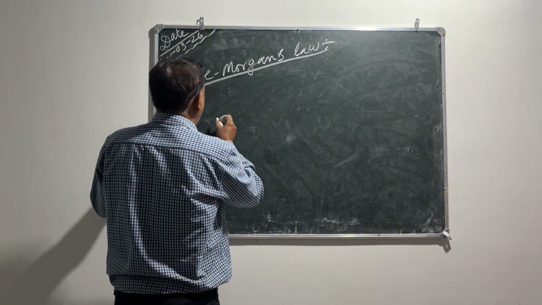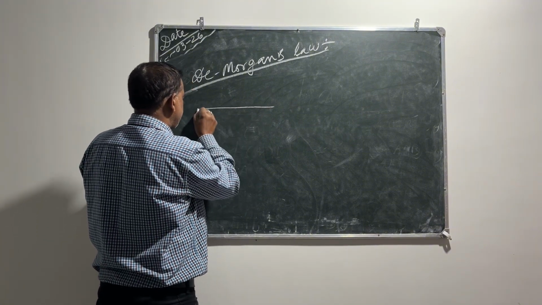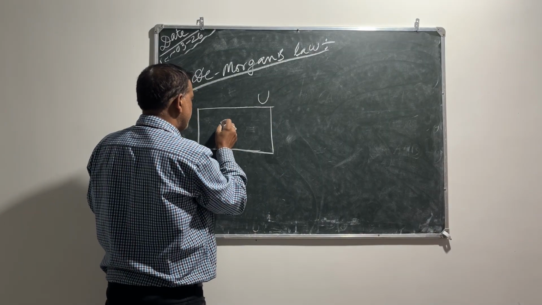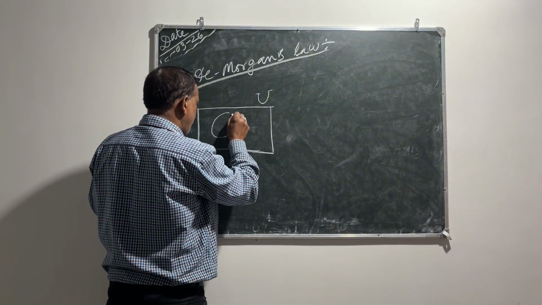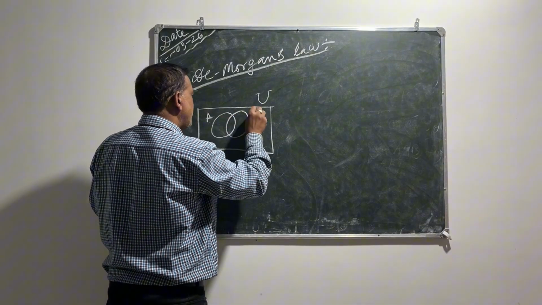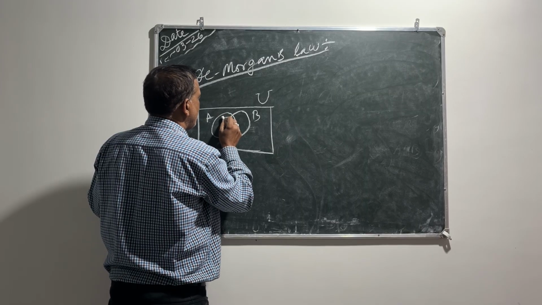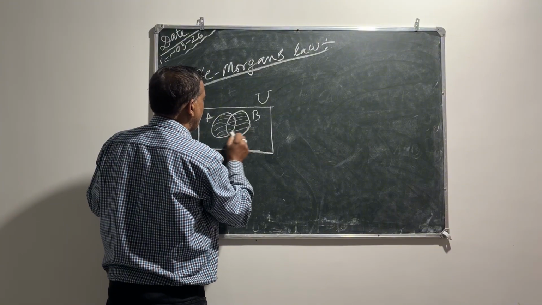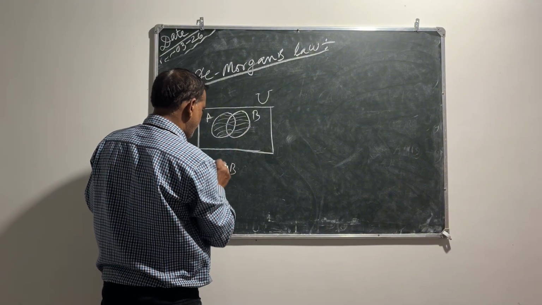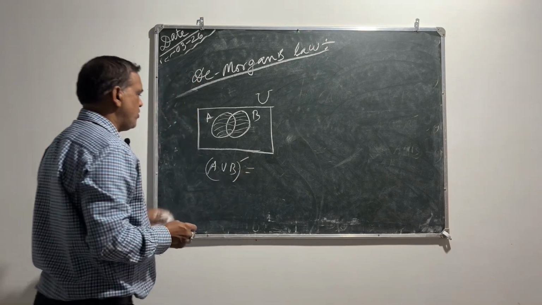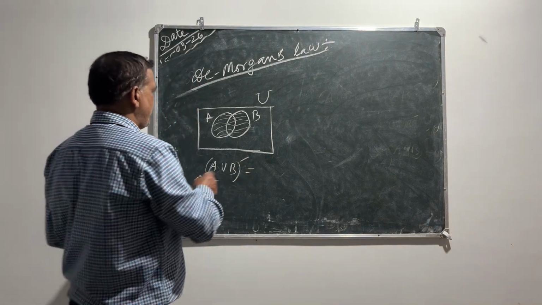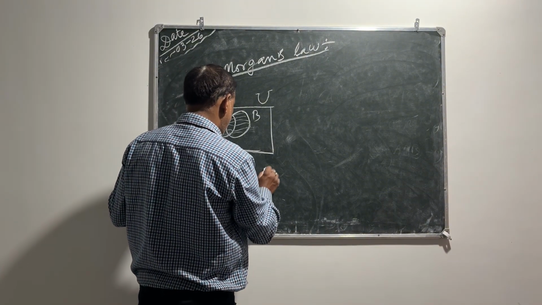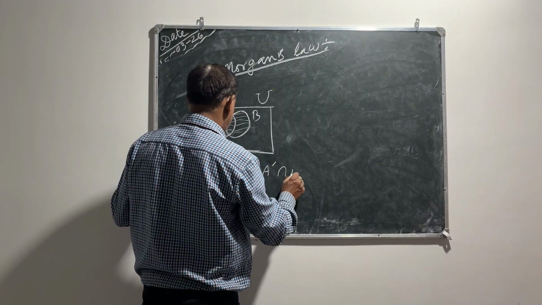So, through the Venn diagram also, this complementary law we can show. The proof of De Morgan's law using a Venn diagram: the universal set, this is A, and this one is B. Then the complement of A union B will be equal to the complement of A intersection the complement of B.